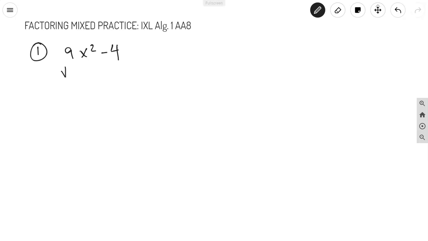So to do that, I gotta see if I can square root the first 2 terms. So I got 9x squared, which is 3x square root, and the square root of 4, which is 2. So then I set it up, my difference of squares. First term, 3x, and then plus 2, and then 3x, and then minus 2.